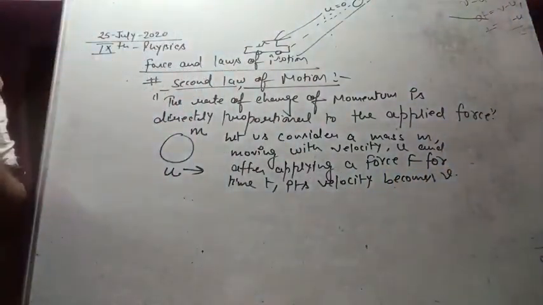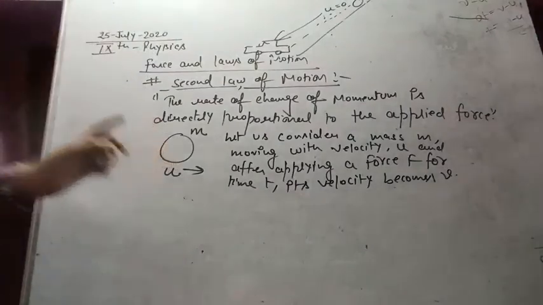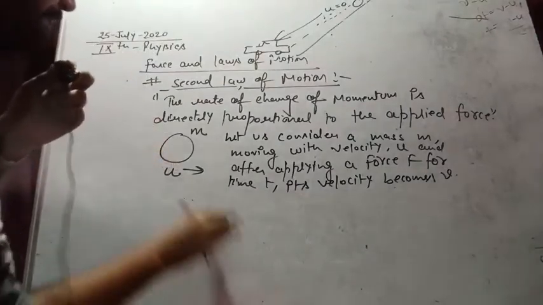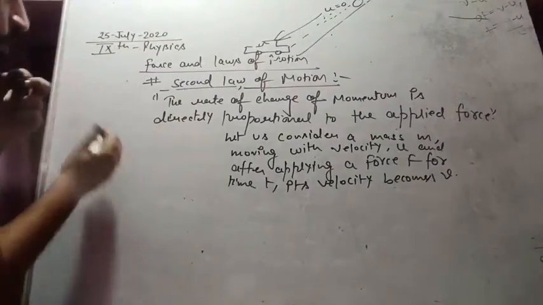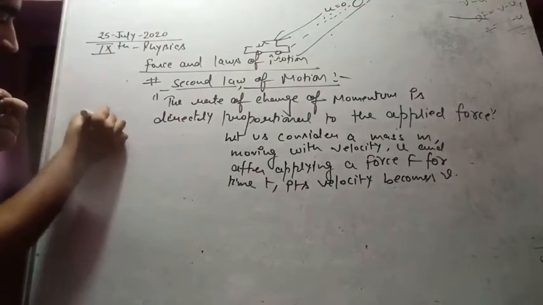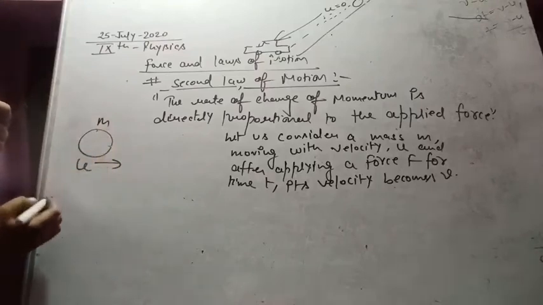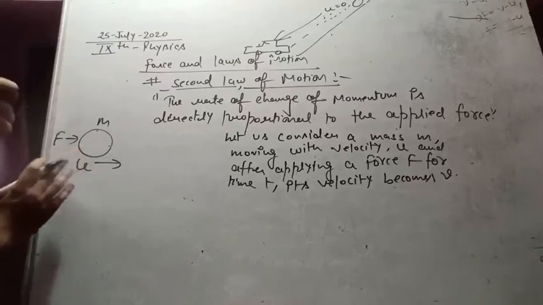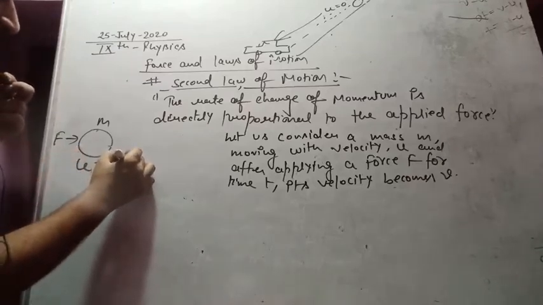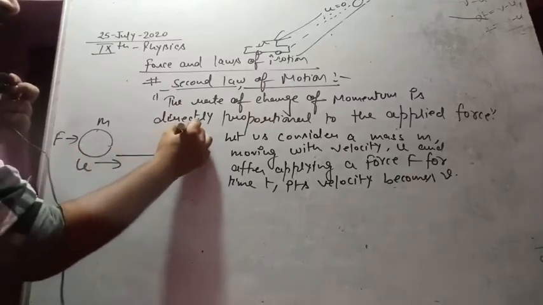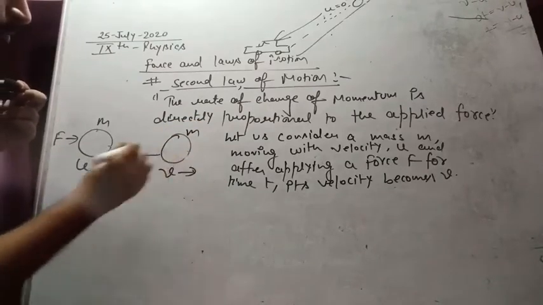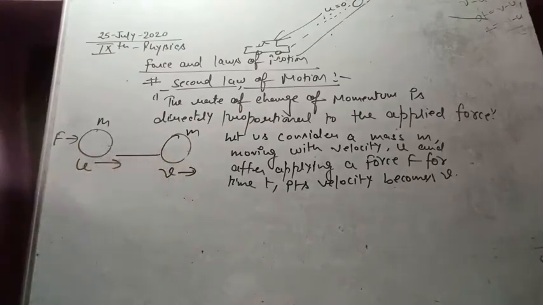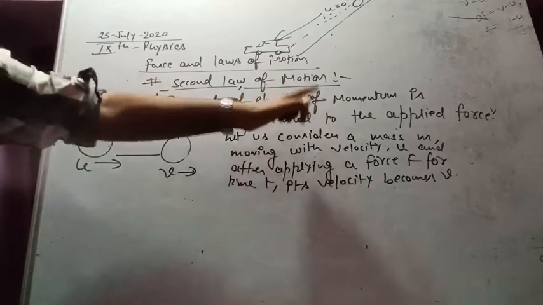Suppose we have an object of mass m. Initially it is moving with velocity u. We applied a certain amount of force for time t, and due to this force its velocity will become v. Mass will remain the same, velocity will become v. For t time we have applied the force. Now just try to understand what this statement is saying.